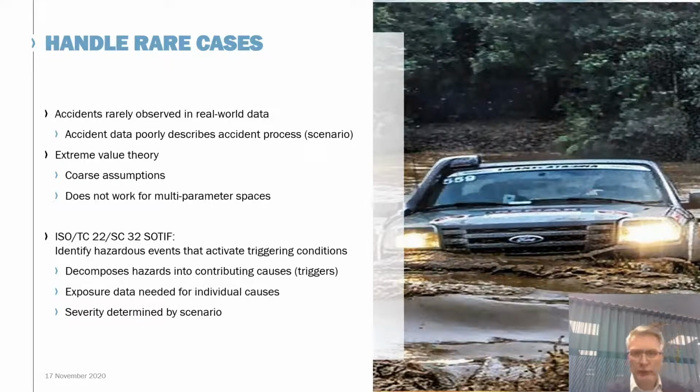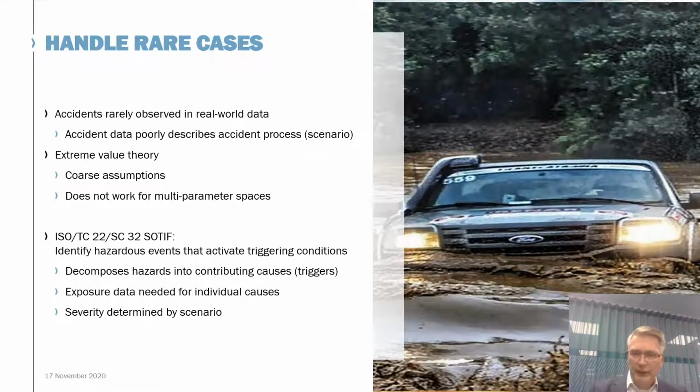So that's not something that can help us a lot. Of course, you can use theoretical approaches like extreme value theory. They use a lot of assumptions, and for multi-parameter spaces, they are limited. So let's not assume that path. In the ISO SOTIF working group, the approach is different.